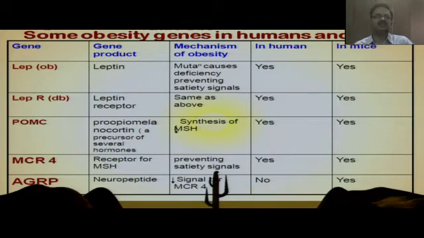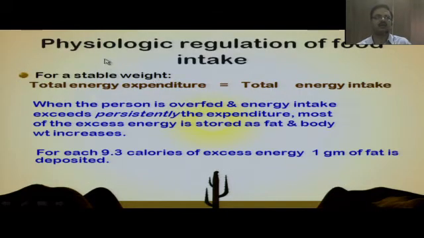Now in mutations of POMC, the pro-opiomelanocortin neurons, there is a mutation which leads to synthesis of decreased MSH, that is melanocyte stimulating hormone. MC4R receptors, these are receptors of MSH, they prevent the satiety signals. And finally, agouti related peptides, these are neuropeptides which decrease the signals from MC4R receptors. These are certain mutations of genes of leptin as well as the other neurons of the hypothalamus.